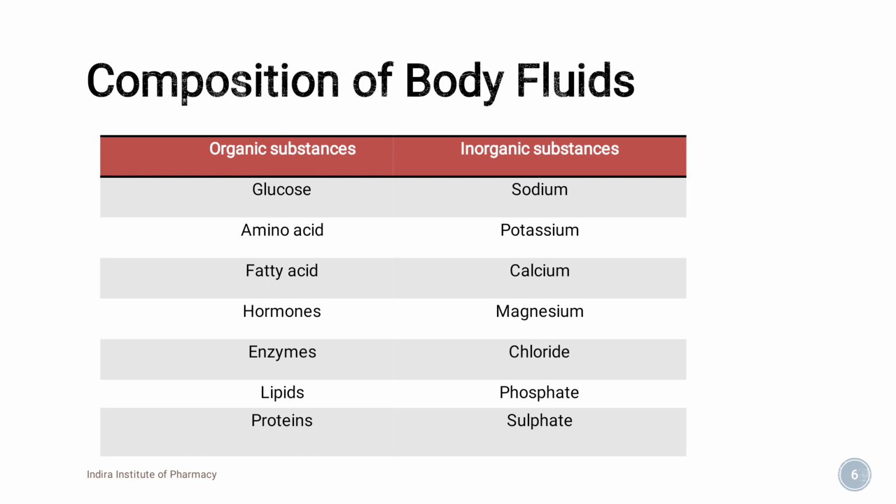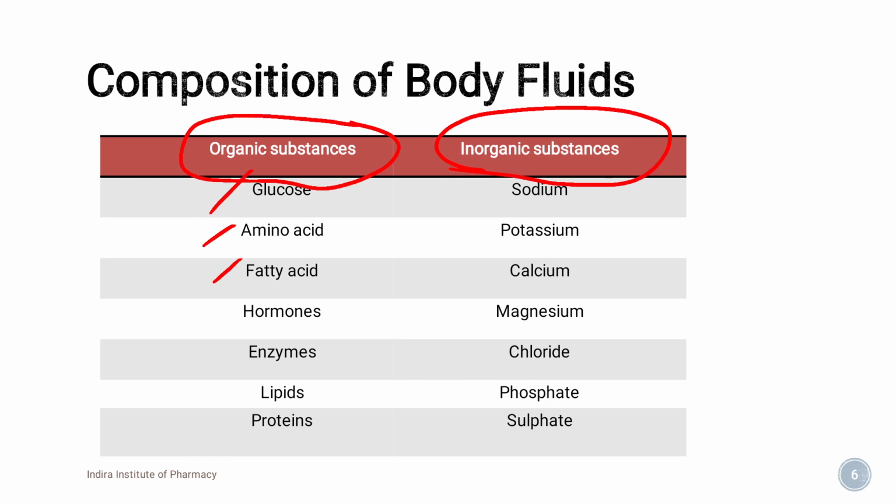So, composition of body fluid. In body fluid we have different substances, which include organic substances and inorganic substances. In organic we have glucose, amino acids, fatty acids, hormones, enzymes, lipids and protein. If we consider the inorganic ones, we have cations and anions.